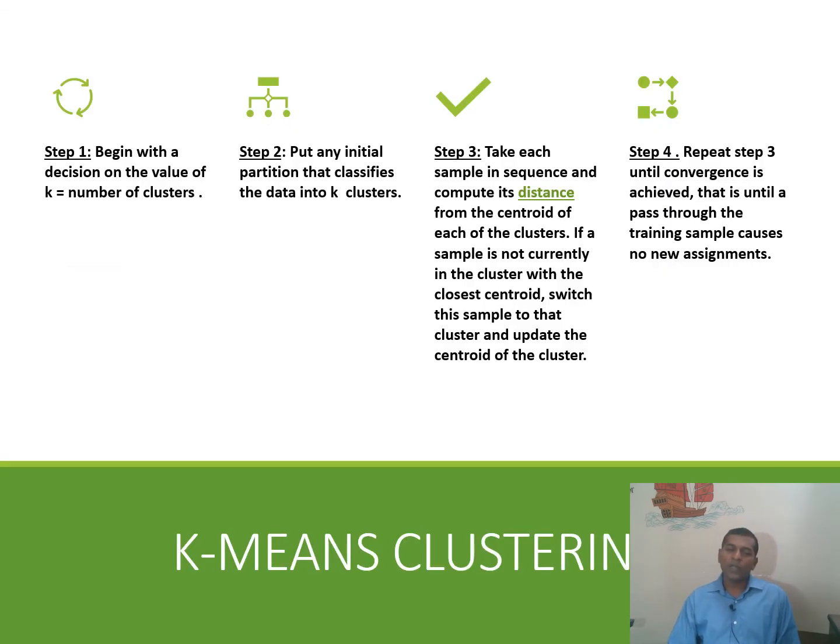So for executing the k-means clustering algorithm, we are supposed to follow 4 different steps. The first step is to begin with a decision on a value of k. The number k is nothing but the number of clusters. There is no specific criterion for defining k, but depending on how many objects you have for clustering, we can assume or define it.